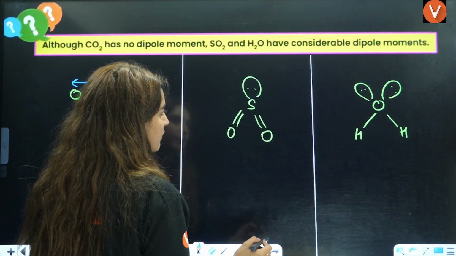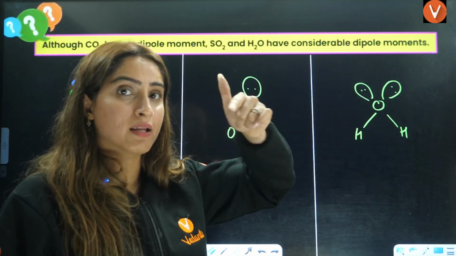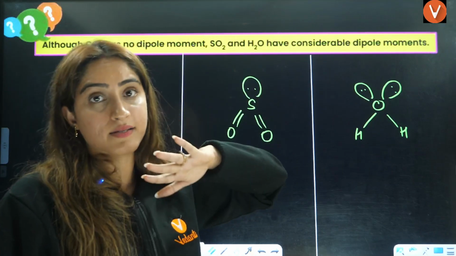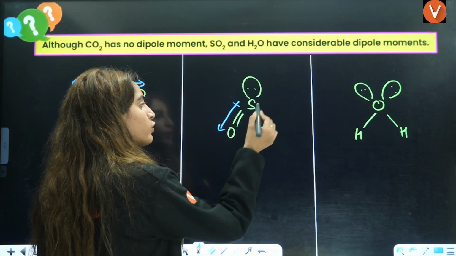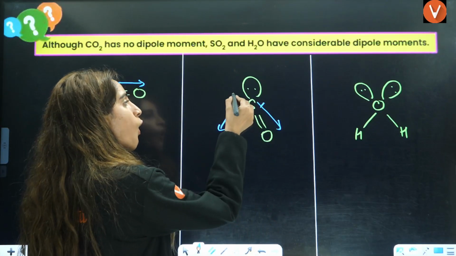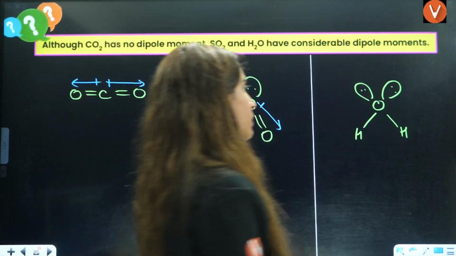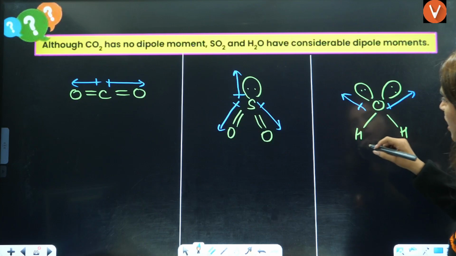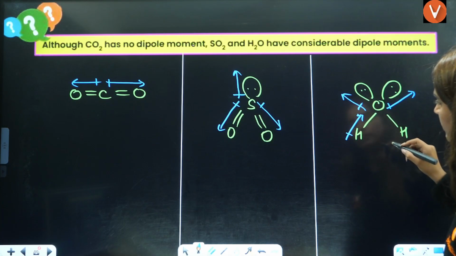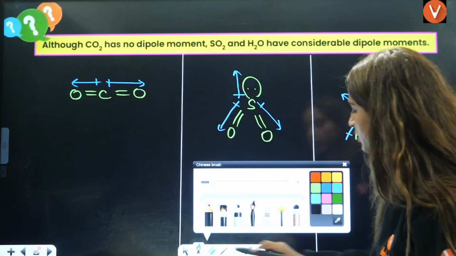Okay. Now tell me one thing. Across the period, electronegativity increases. Down the group, it decreases. That is why oxygen has more electronegativity. Right? So, sulfur to oxygen, sulfur to oxygen. Always from atom to this. Atom to lone pair. Always from atom to lone pair. More electronegative to, less electronegative to more, less electronegative to more.